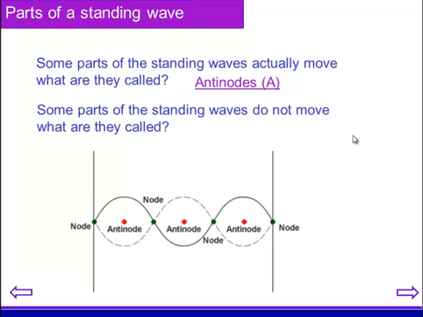We also have parts of the standing wave which do not move at all. Now these are known as nodes, and these are fixed points. For instance, on a string, we have to have a node at one end and the other end, because that's the end of the string. There's a practical consideration there. So nodes are the parts of the standing wave which do not move.